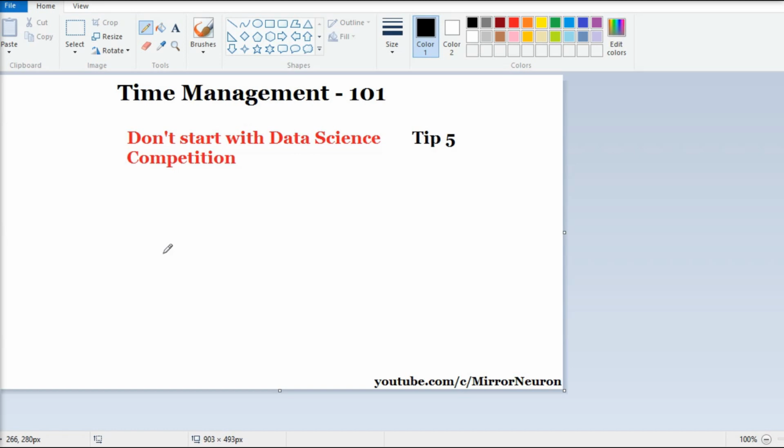Alright, so the tip is: don't start with a data science competition when you are just learning about data science or machine learning, etc. The reason being, the preparation time it takes to learn about data science and the tools and technologies that are available is very time consuming and, in fact, rather boring at times, until you have learned the tool and the trade itself.